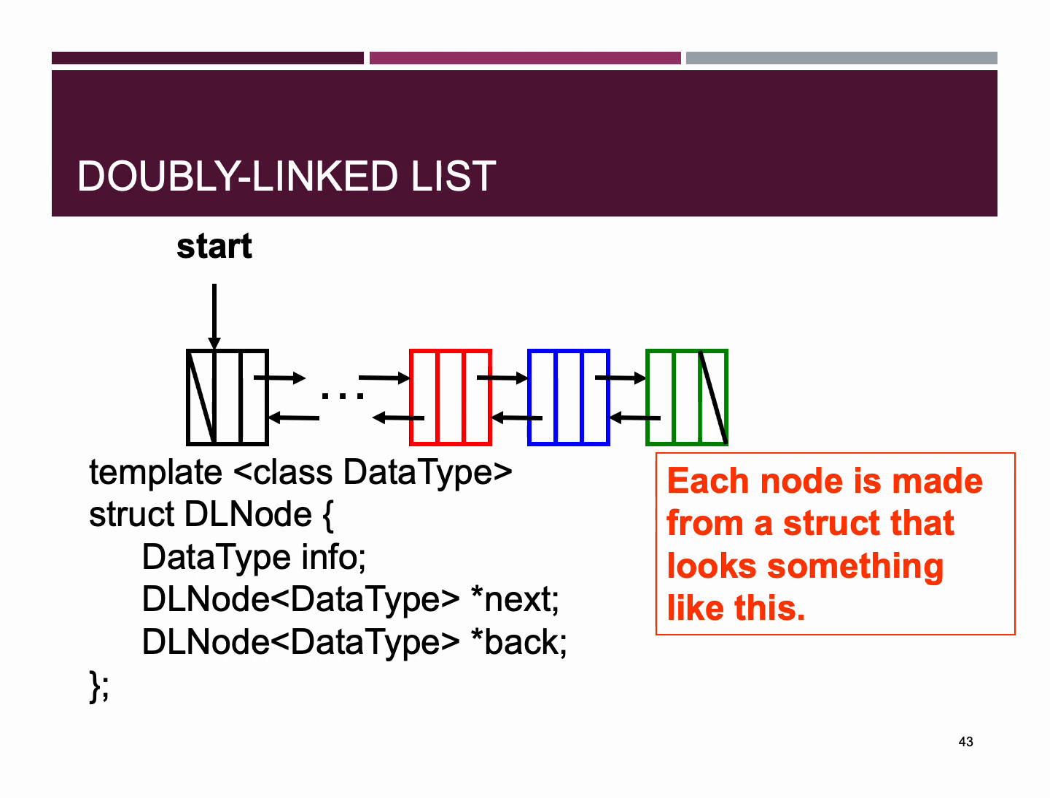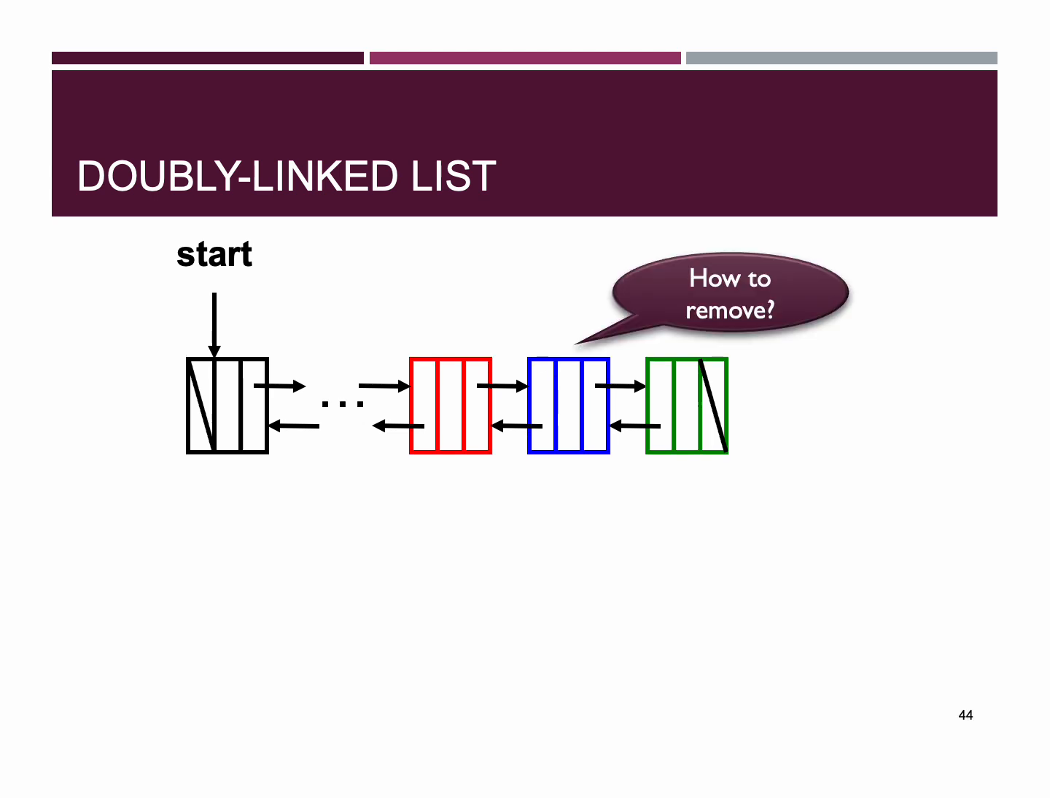If you see in the diagram, each node is connected to both the previous and next node. So the structure is more complex than a singly linked list, but it allows greater flexibility in accessing nodes from either direction. In this example, the DL node struct includes a data type field for storing the data, a next pointer to the following node, and a back pointer to the previous node. So here, now that we understand how a doubly linked list works, let's discuss removing a node from the list.